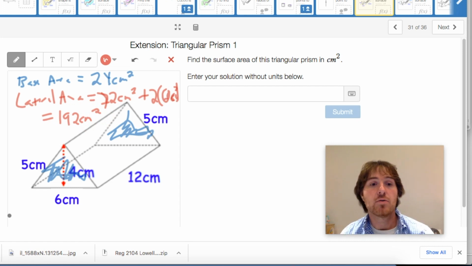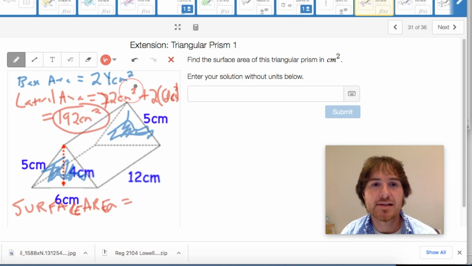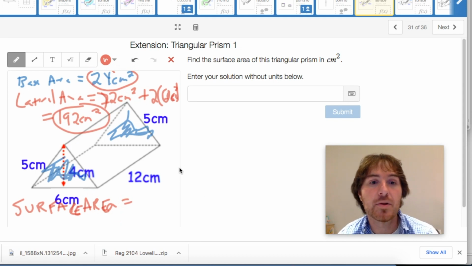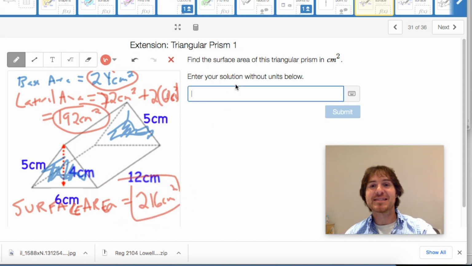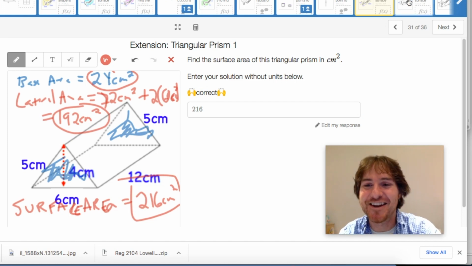Okay, so now, surface area, right? Surface area is the whole thing. Your textbook might call it total area as well, but surface area is simply base area plus lateral area, which gives you the whole surface area of the whole solid, the whole outside. So I got 24 plus 192. I have 216 square centimeters is what we got. That's my story, and I'm sticking to it. It says without units, so let's see if I got that one right. Yes. Very good. So hopefully you got that too.